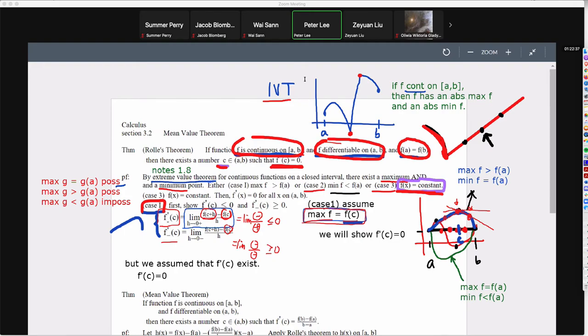And then case 2 is very similar. It's actually the reverse case where we have a minimum. In this case, we pick the minimum point, call it c, and we do the same thing. The signs will be opposite for both of these, and then the conclusion will be the same. And then case 3 is a constant, and so for that one, it's proven.